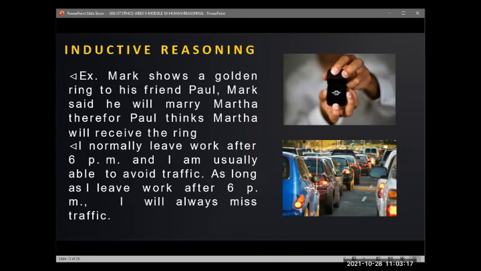Now, on this statement, there are some loopholes. The first statement is specific: Mark shows a golden ring to his friend Paul. The second statement is another specific one: Mark will marry Martha. Therefore, the conclusion is that Paul thinks Martha will receive the ring.